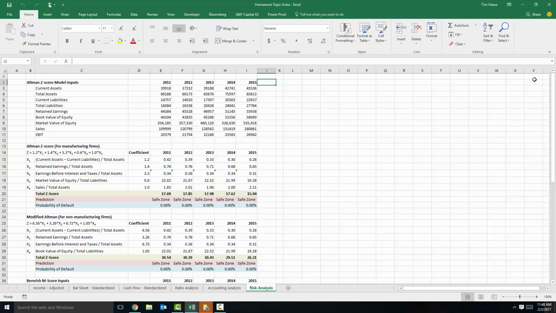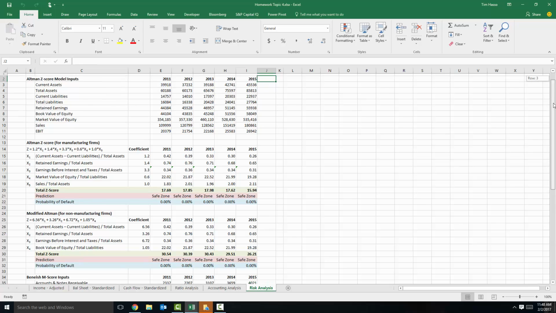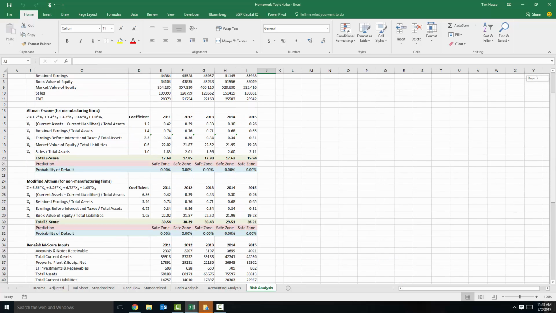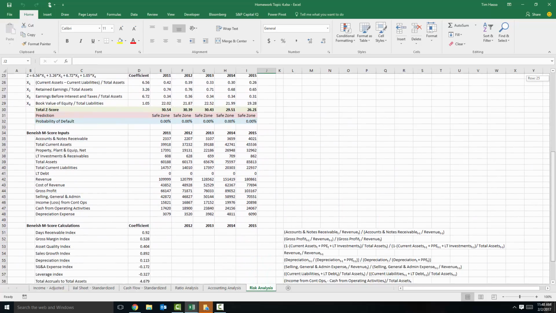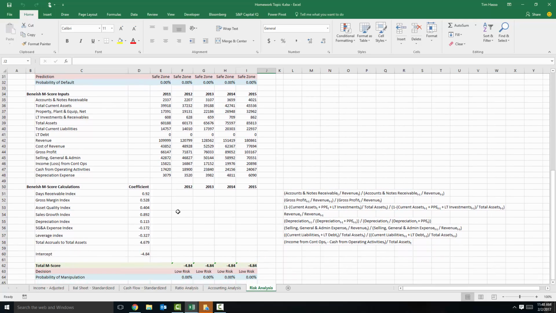So the Beneish M-score model, you can see it down at the very bottom here. And again, you see that I have Beneish M-score inputs. On row 34 it starts, and again what I've done is I've looked at all the input variables. So in this case we have accounts receivable, total current assets, and so on, and I've referenced them back from the financial statements, and you can see exactly how I did it.